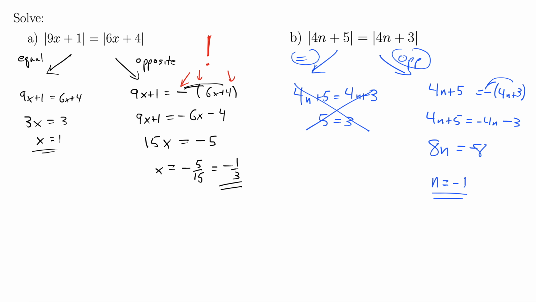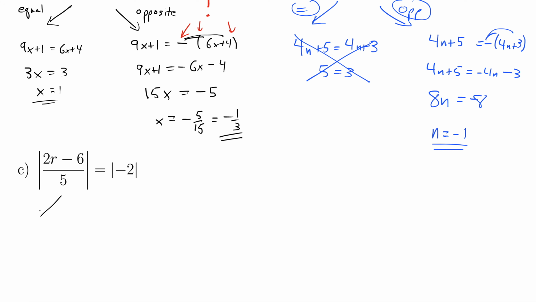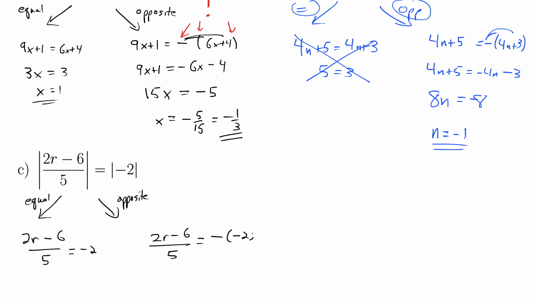Let's add in a part C. Here we have the absolute value of 2r minus 6 over 5 equals the absolute value of negative 2. Okay, well, we'll break it down into our equal and opposite again. Here, so we'll have equal and opposite. Alright, the equal case, we just drop the absolute values. So that gives us 2r minus 6 all over 5 equals negative 2. And in the opposite case, 2r minus 6 all over 5 equals negative, parentheses, negative 2. Right? You just add in a negative, add in the parentheses, and go with it.